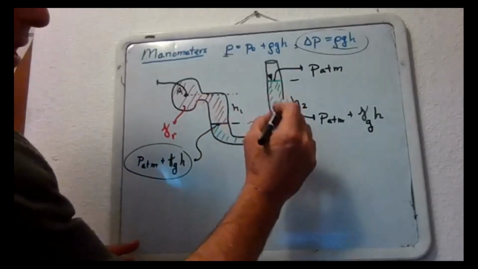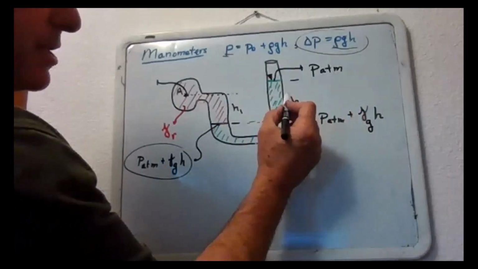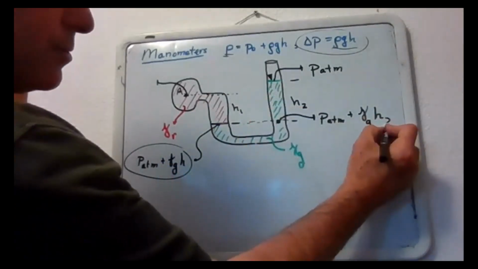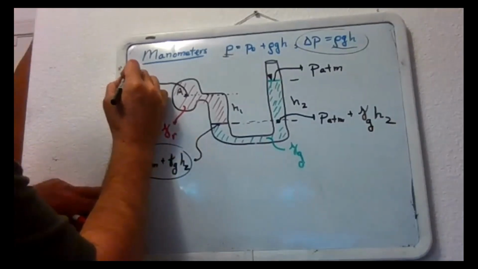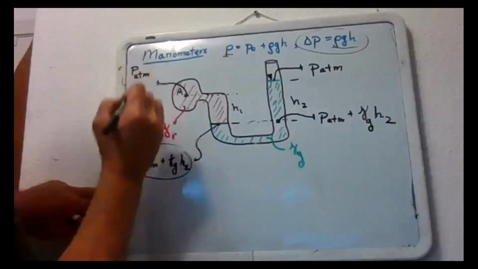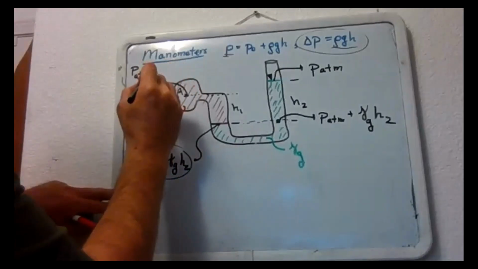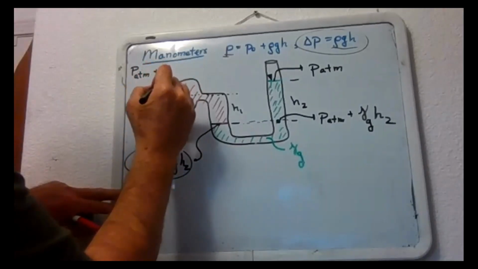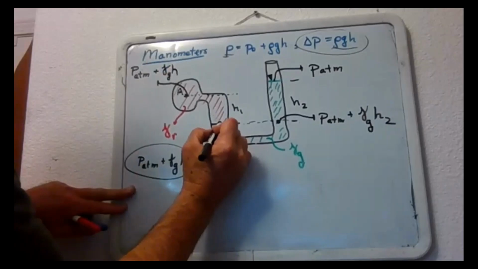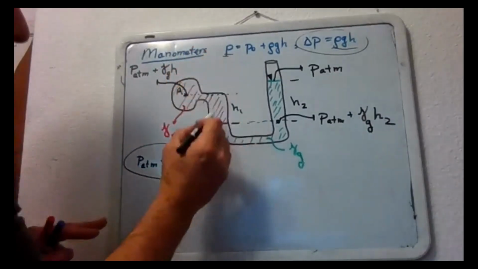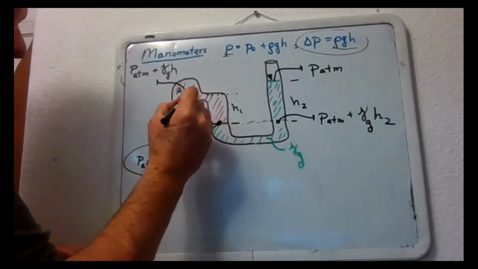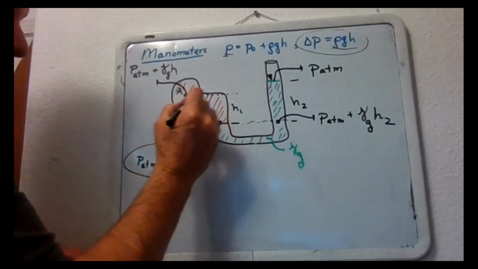And by the way, I have a mistake up here, I'm sorry. I should get my subscripts. This distance was H2. So this would be P atmosphere plus gamma G times H2. That was what I just wrote was the pressure right there. And then now I'm going to ascend by a height H1. And it doesn't matter that we make a 90-degree turn because we're staying at the same level.